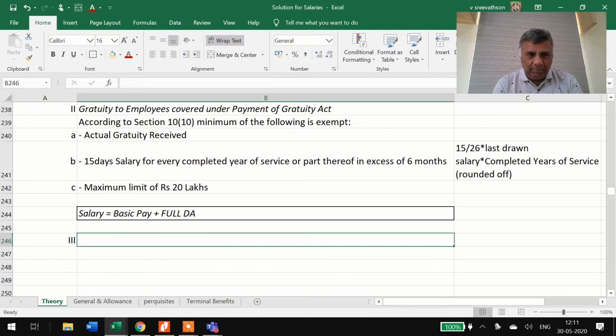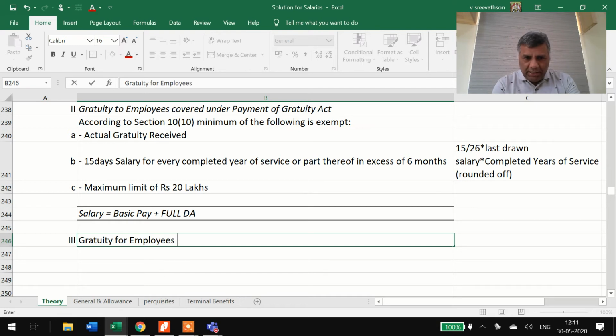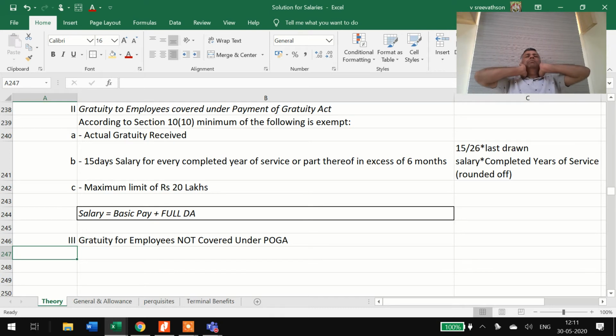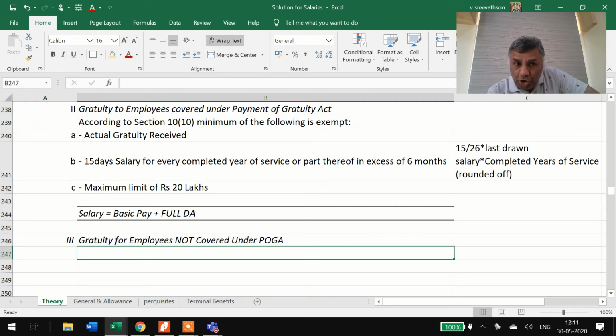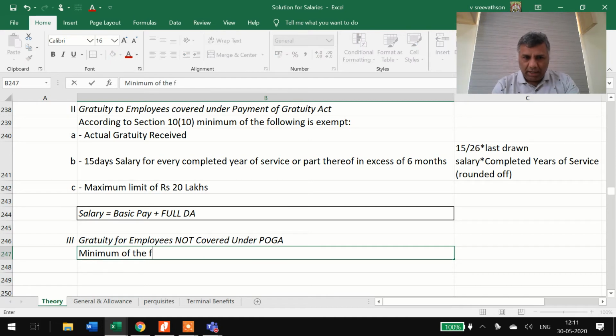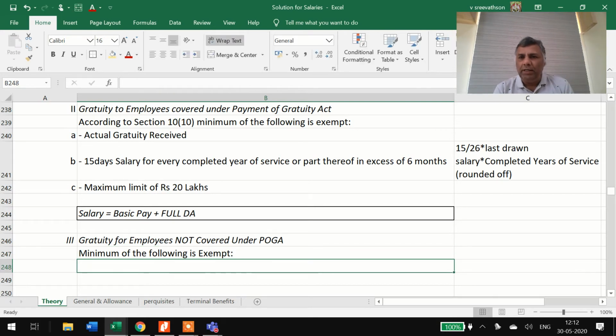Roman 3, gratuity for employees not covered under Payment of Gratuity Act. Minimum of the following is exempt.